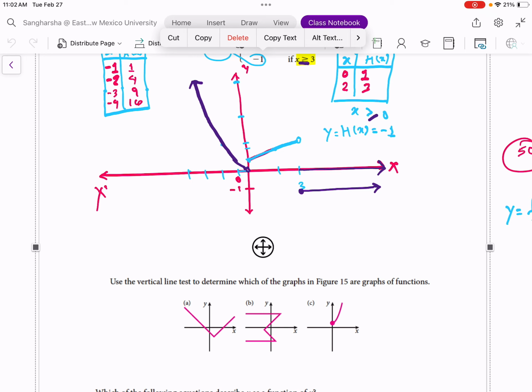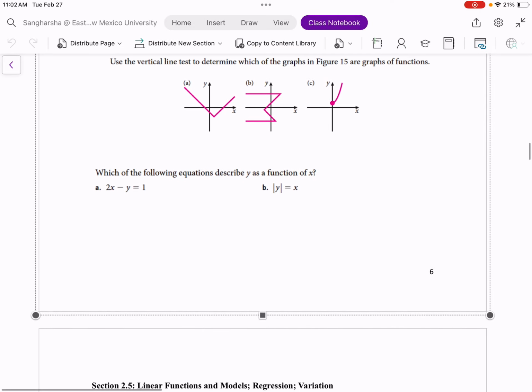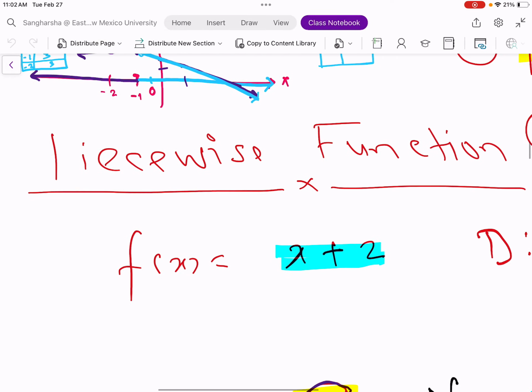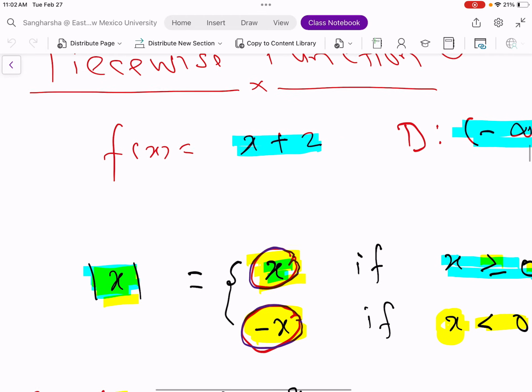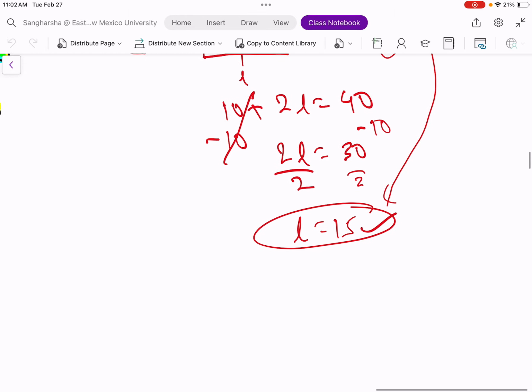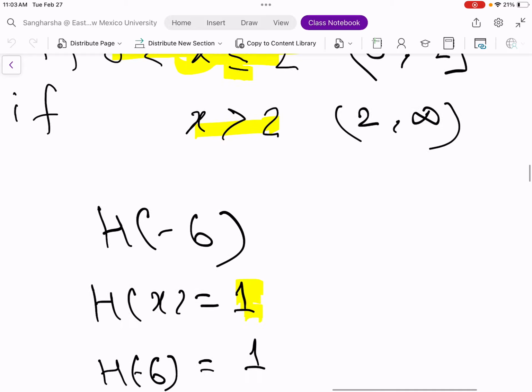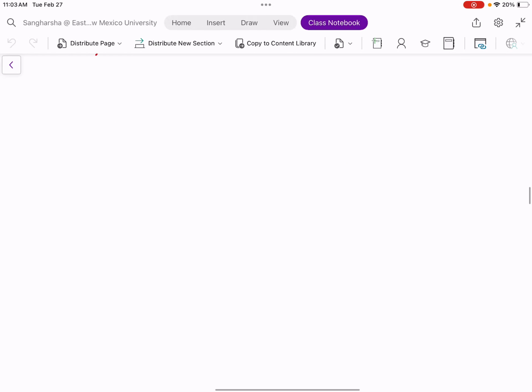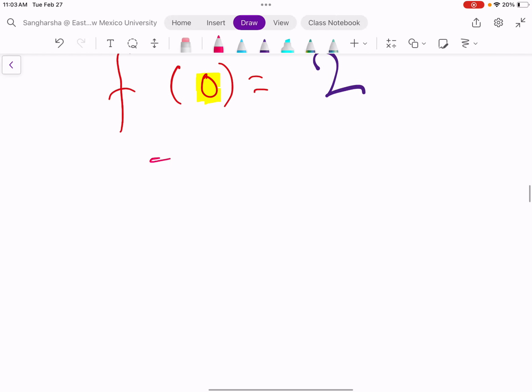Okay, let me take an example from our homework. This is your homework 53. So let me do 53 for you. This is 53 from your exercise.